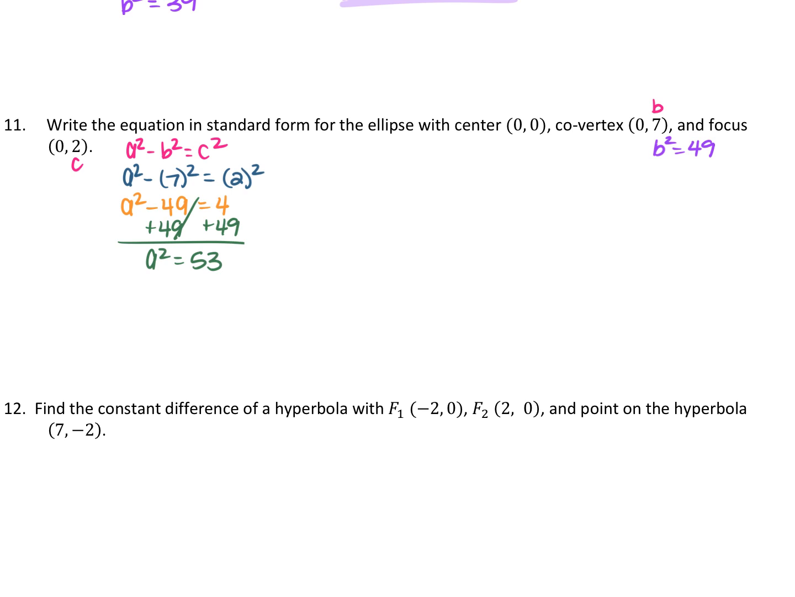So that means you're going to use x squared over A squared plus y squared over B squared is equal to 1. We said A squared is 53, B squared is 49. So that just gives us x squared over 53 plus y squared over 49 is equal to 1.